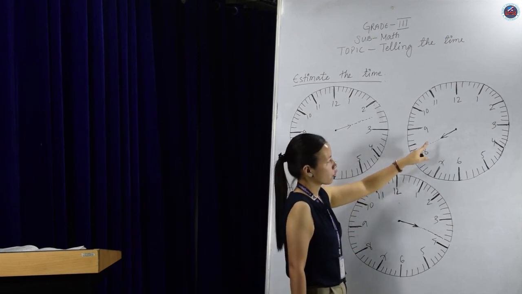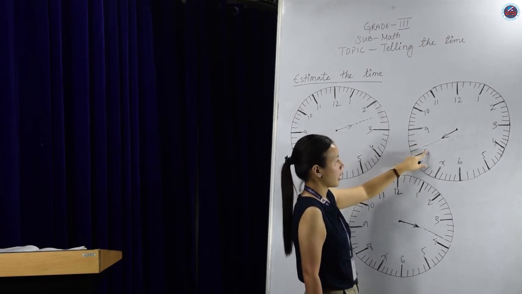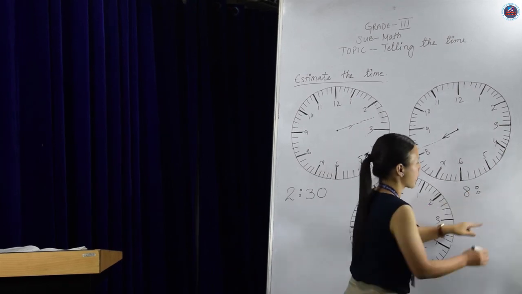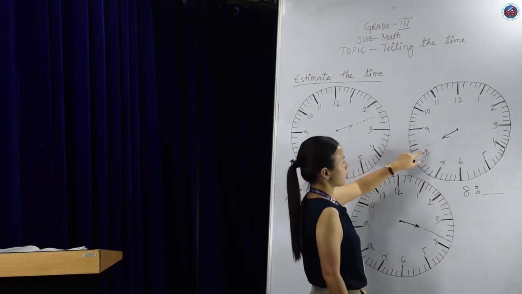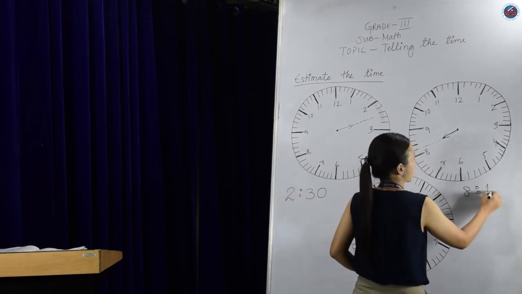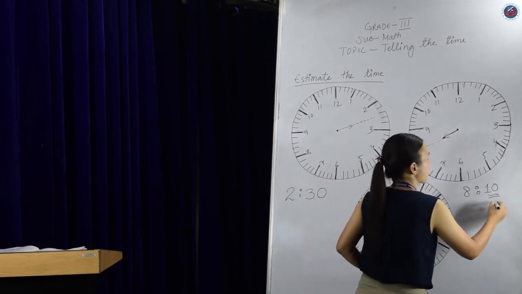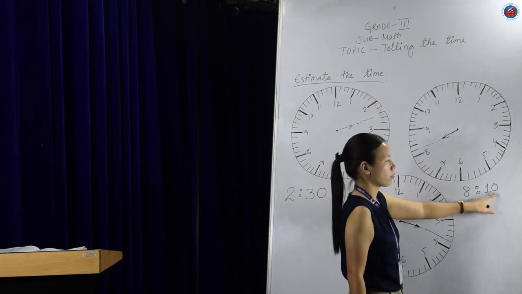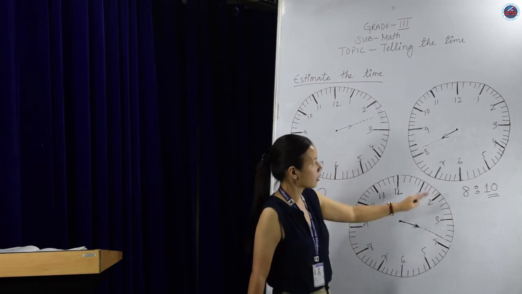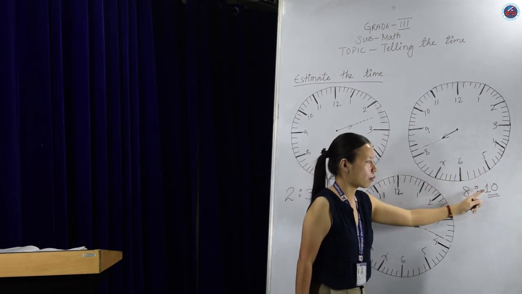Now let's go to the next one. Here, the short hand is pointing just above this number 8. That means it has passed this 8. So we write 8 first. And then for the minute count, how do we do this? It has just passed this 8, so we will just assume that 10 minutes have passed. We will take the estimate for the minutes as 10 minutes. That is 8 hours, 10 minutes. Know that? Estimate means it's not the exact answer, but an answer which is close to the right answer.